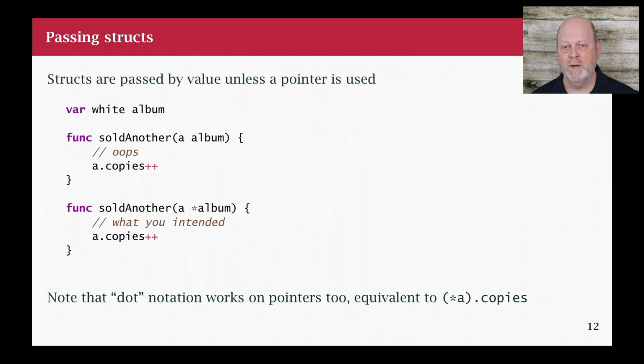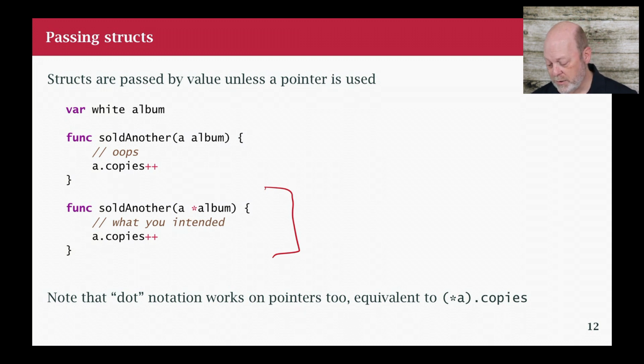So if we want to modify a struct, we've only got a couple of choices. Either we have to pass it in as a copy and return it as a copy. That's okay, we could do that. We may not want to depending on how big it is, and I'll talk about that a little bit later. But I can also pass a pointer to it and use reference semantics, in which case the A inside of this second soldAnother is not a copy, it's the original, it's a reference to the original album.